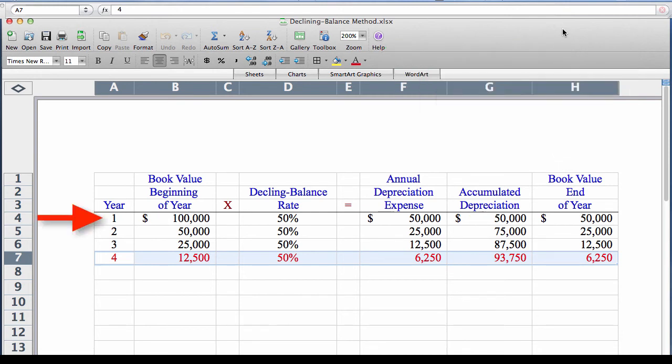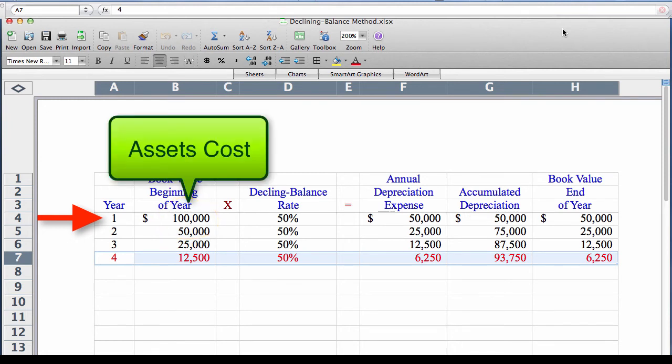Let's look at the calculation of depreciation for the first year of this asset's useful life. In this case, the book value at the beginning of year 1 is $100,000. This is equal to the asset's cost.